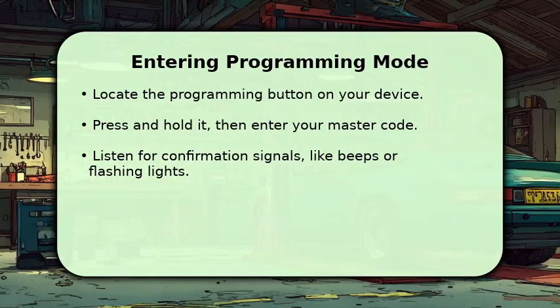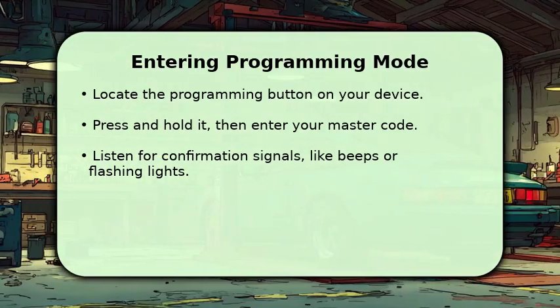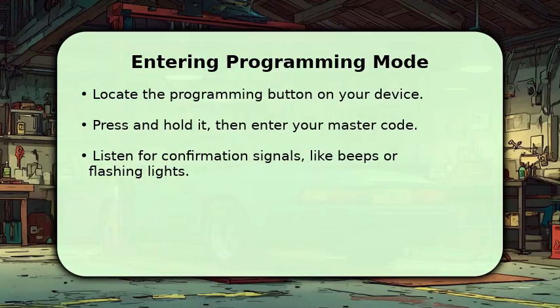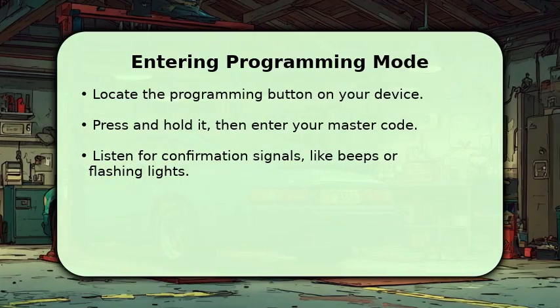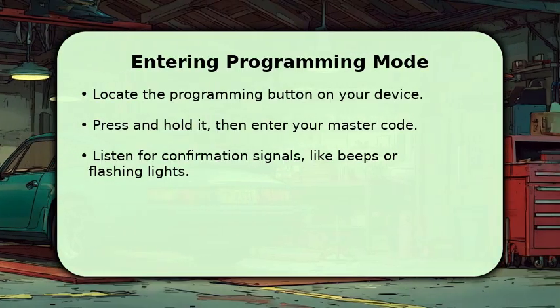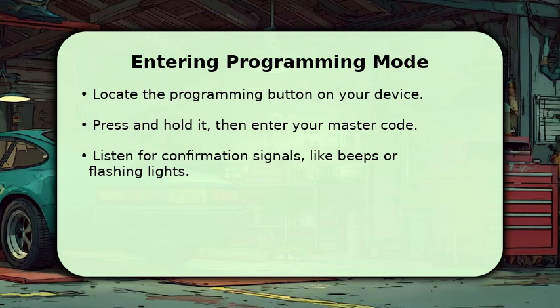Then, enter your current master or administrator code, followed by the star key. Listen for a series of 3 beeps or a green flashing light, which confirms you are now in programming mode and ready to proceed. This step is critical for successful changes.